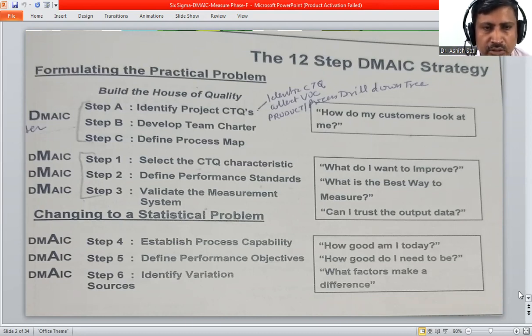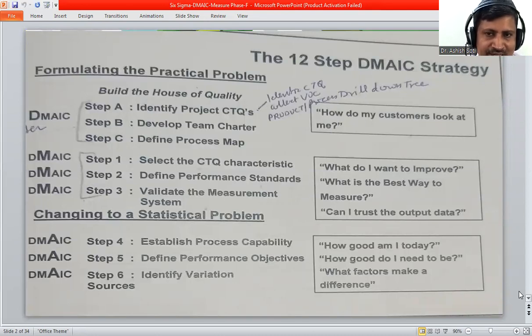Now we are on steps 1, 2, 3 under the measure phase: select the CTQ, define performance standard, validate the measurement system. So what do I want to improve? What is the best way to measure it? And can I trust the output data?